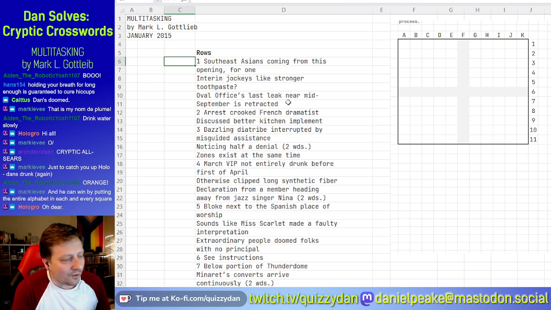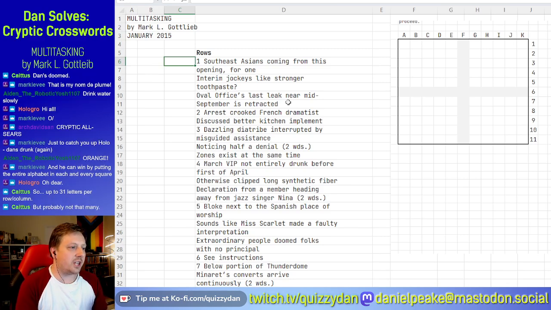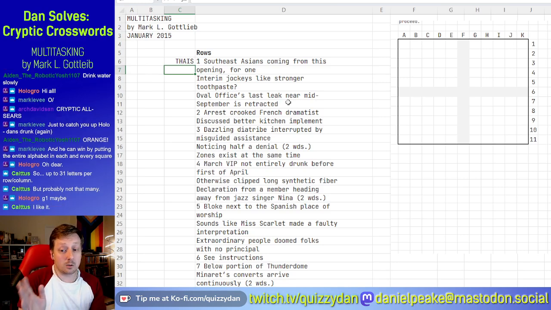Southeast Asians coming from this opening, for 1. I want to say ties, because they're Southeast Asians, and it's the word this, opening around A for 1, because A is I, which is 1. Up to 3 letters per column is quite a lot. Are we happy with ties? Okay, good.